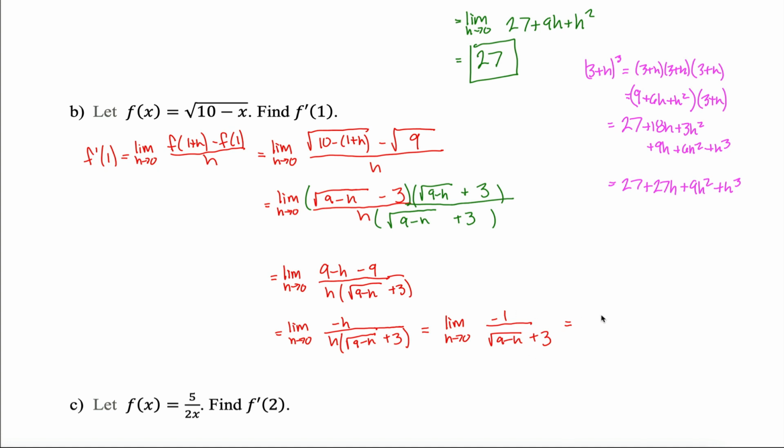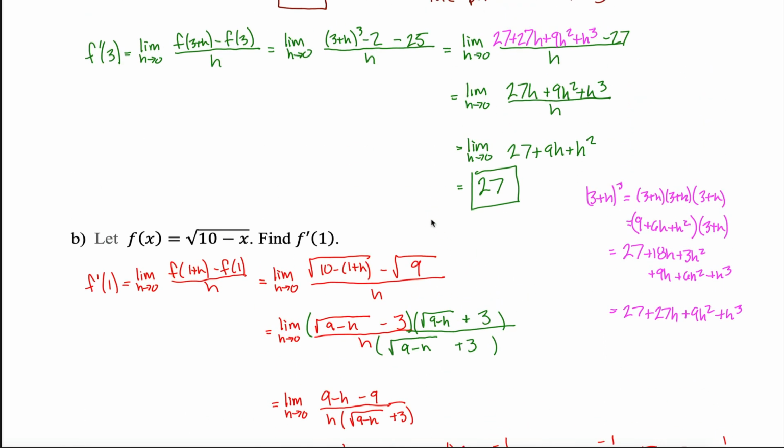Just change all the h's into zeros. I get negative 1 divided by the square root of 9 minus 0, in other words 9, plus 3. Square root of 9 is just 3. 3 plus 3 is 6. It looks like my answer is negative 1/6. The slope of the tangent line to this curve when x is equal to 1 is equal to negative 1/6. One more example, then we'll call this video good.